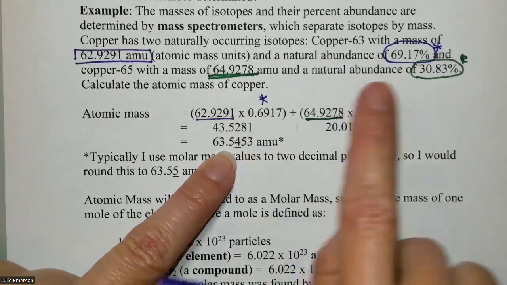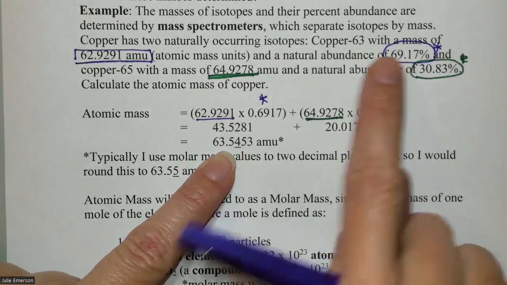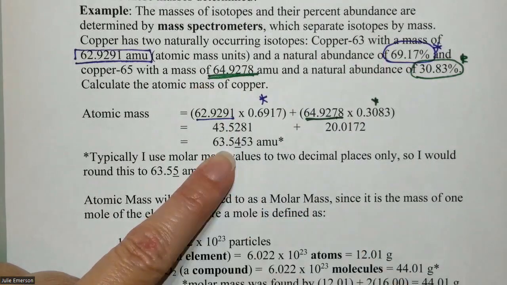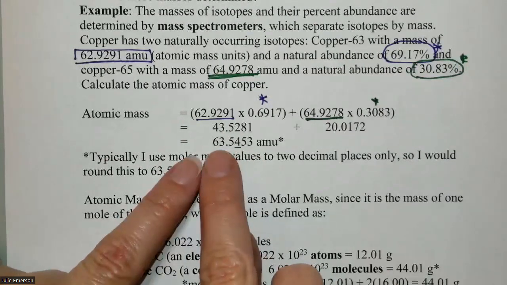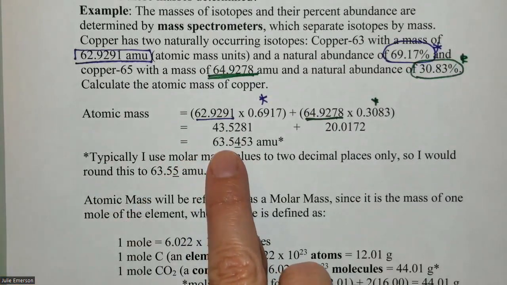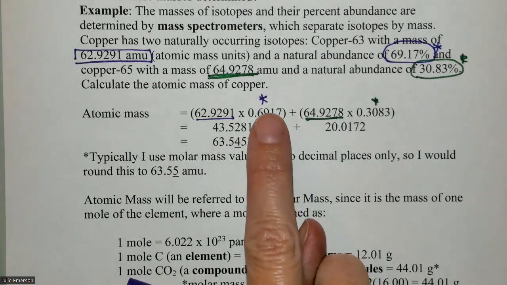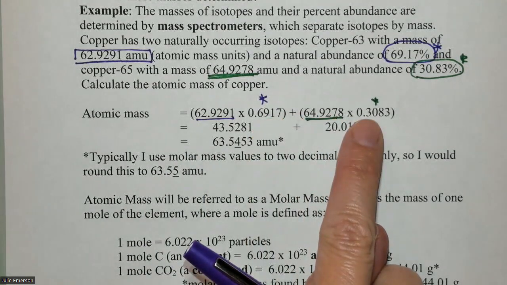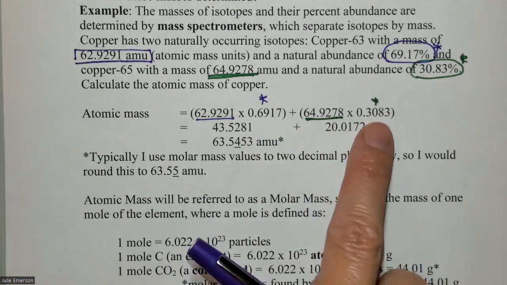So remember how we were talking about the copper 63 being much more abundant than the copper 65. So we knew that the atomic mass was going to be closer to 63 than 65. And that's what we see here, right? So we've got more of copper 63 than we do of copper 65. So that's how we do a weighted average, right? Weighted, because it's not just 50-50. Then we could just add them together and divide by 2. This is why we have to do this math, right?